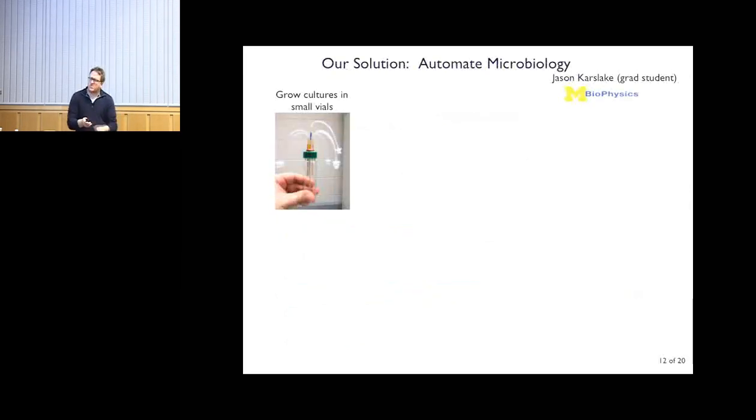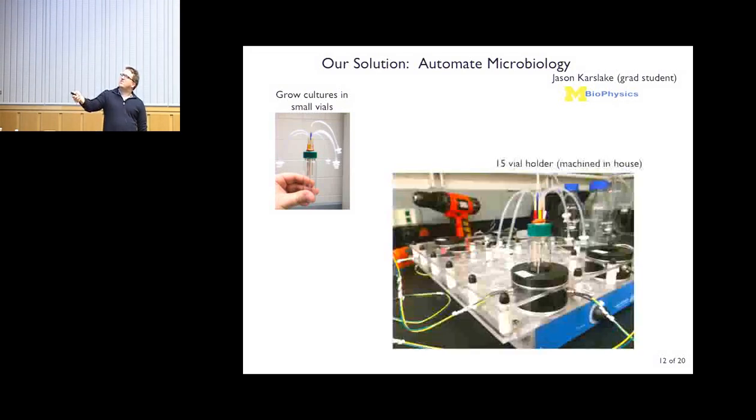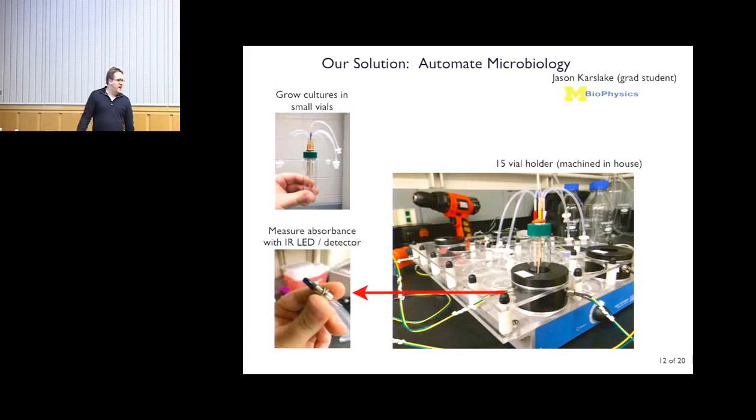So we grow our cultures in these small culture vials. It's extremely simple. This is work that's put together by Jason. He's a grad student in my lab. You grow the cells in these small culture vials. We went to the machine shop and we had them make basically a multi-cup holder, right? So we have 15 of these cup holders. Each cup holder on the side can take an LED and a detector, which we bought at Radio Shack, do a little bit of electronics, hook it up to a computer. Now you can measure light scattering, right? You can correlate this with absorbance. So we have 15 of these, so we can do it in, you know, not high throughput.